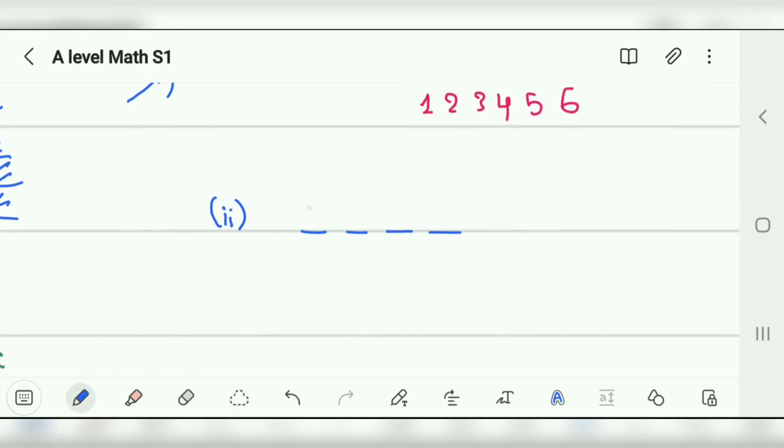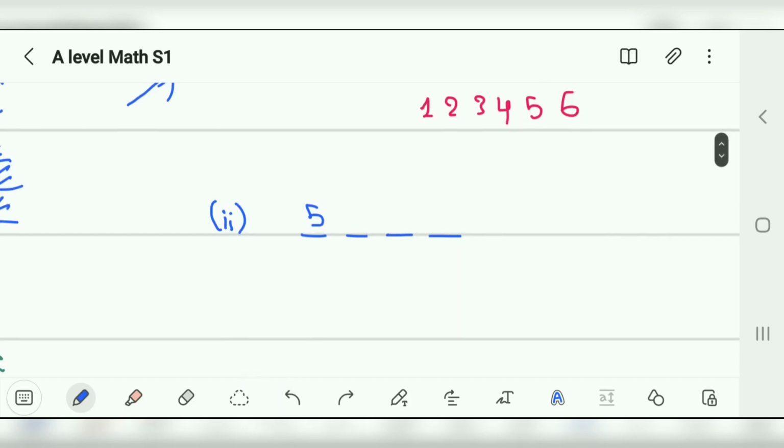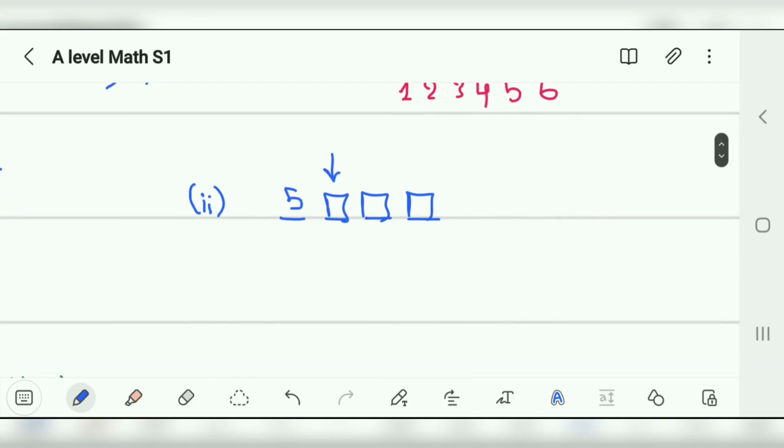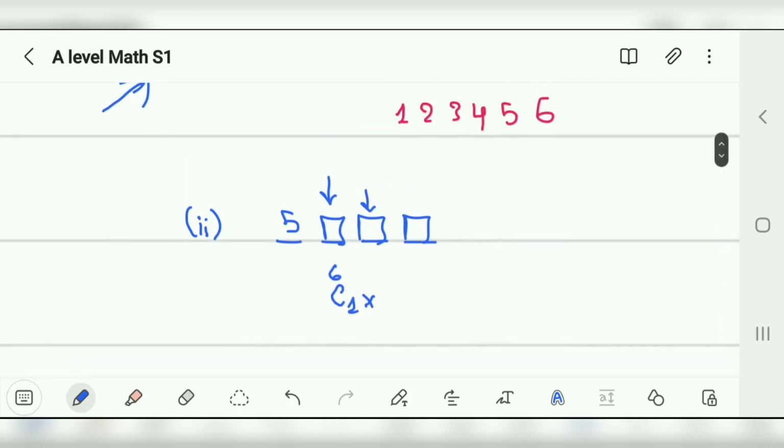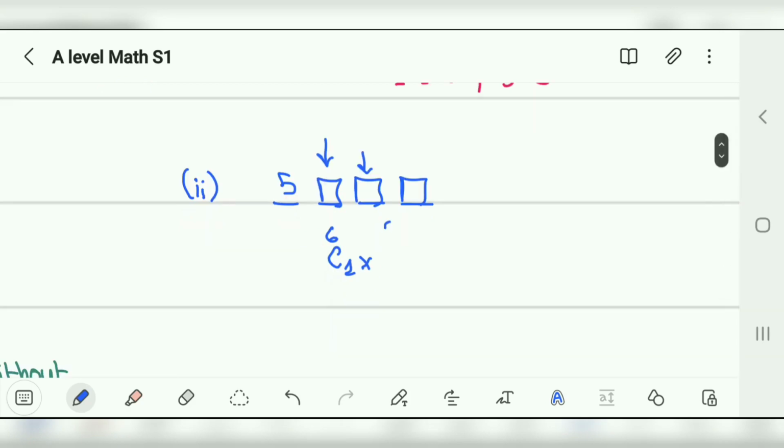Alright, so here comes 5, but I'm not going to cancel this, because it can be repeated, since repeated digits are allowed. Now we have 3 remaining boxes, and in one box, I can put any one number out of the remaining numbers, so 6C1. Then again, digits can be repeated, so again 6C1. Then again 6C1. And this is the answer.